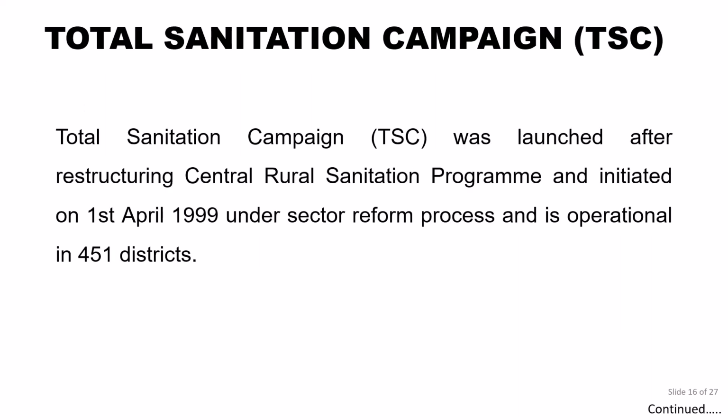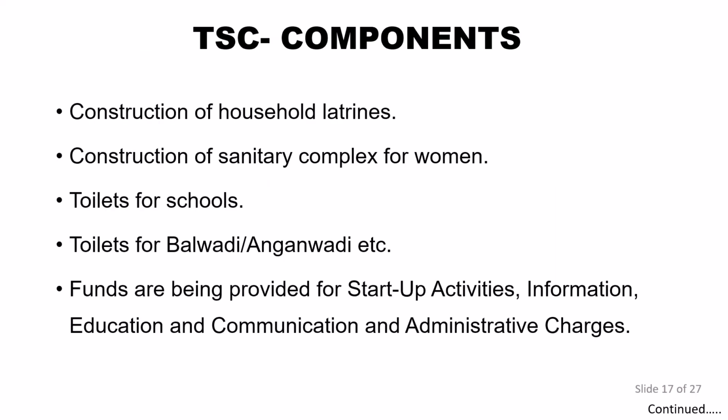Another program is the Total Sanitation Campaign, TSC. It was launched after restructuring the Central Rural Sanitation Program and initiated on 1st April 1999 under the sector reform process, and is operational in 451 districts. Components of the Total Sanitation Campaign are construction of household latrines, sanitary complexes for women, and toilets for schools, balwadis, anganwadis, etc. It also provided funds for startup activities, information, education and communication, and administrative charges.